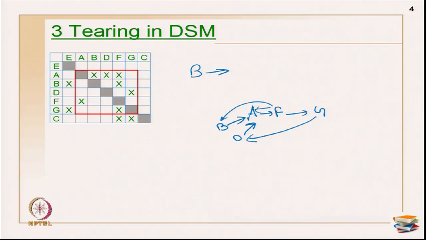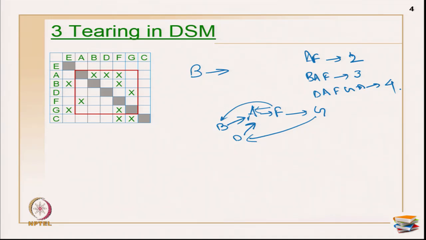If you see here, what are all the loops I have? AF is one loop of cycle length 2. Then BAF is another loop of cycle length 3: B to A, A to F, and F to B. A to F to A is a cycle of length 2. Then I have one more cycle, D, A, F, G and D, which is a cycle of length 4. So, I have 3 cycles of different sizes within the same block.